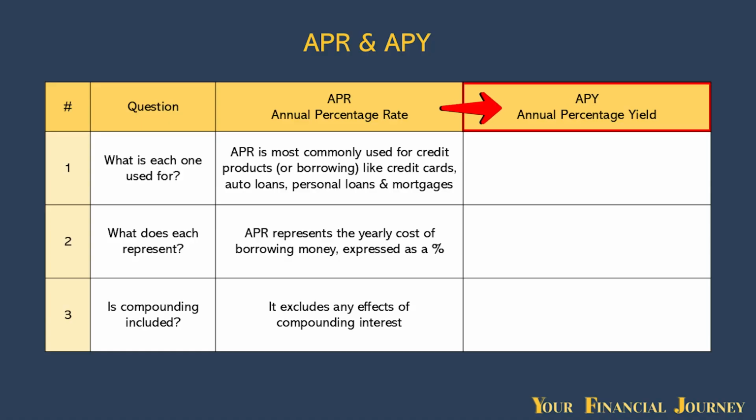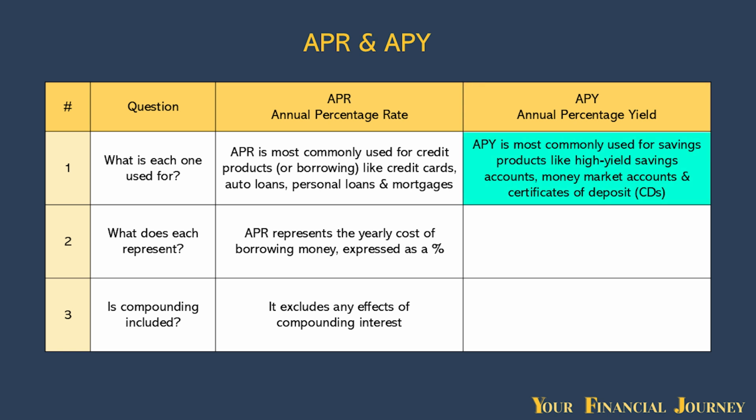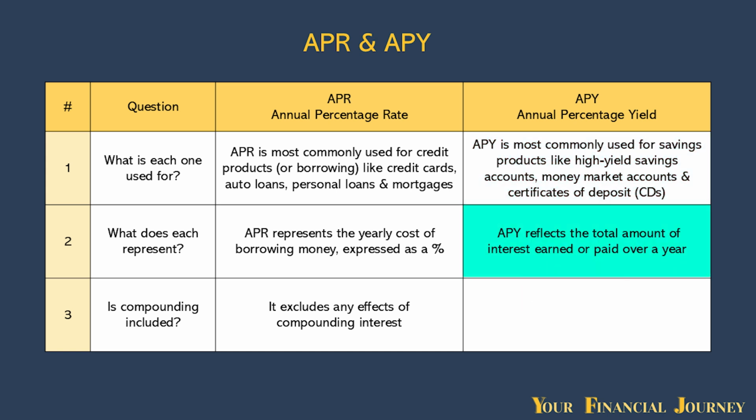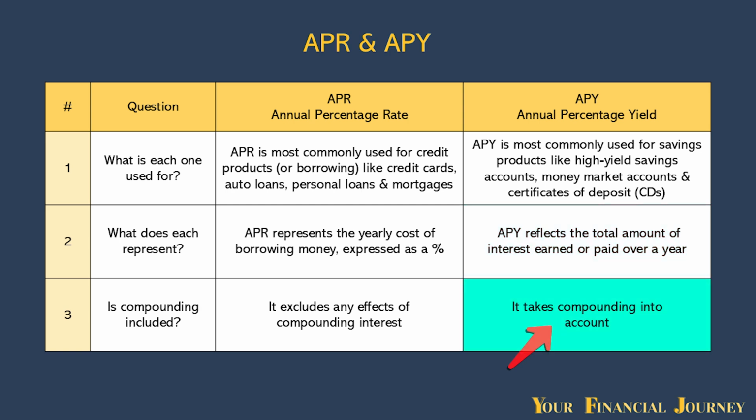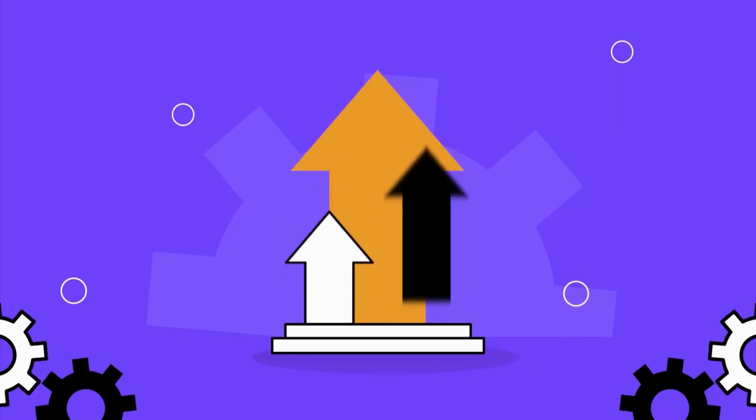APY, or annual percentage yield, on the other hand, is most commonly used for savings products like high-yield savings accounts, money market accounts, and certificates of deposit, CDs. APY reflects the total amount of interest earned or paid over a year, taking compounding into account. Compounding refers to the process of earning interest on both the principal and the accumulated interest over time. The more frequently interest is compounded, daily, monthly, etc., the greater the yield.